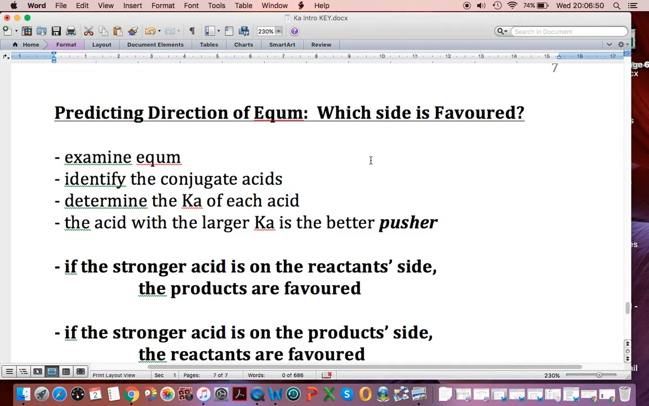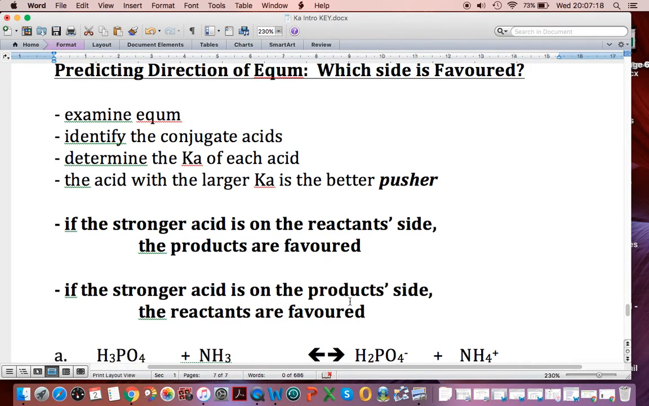What I'm going to be doing is giving you two chemicals, and you're going to have to figure out quite often what the products are. And then you have to look at Ka values to decide which side is the better pusher. Whichever side is the better pusher, in other words, has a bigger Ka, will drive the reaction to the other side. So it says if a stronger acid is on the reactant side, the products are favored. It drives it to the right. And conversely, if a stronger acid is on the product side, it drives it left, favoring the reactants.